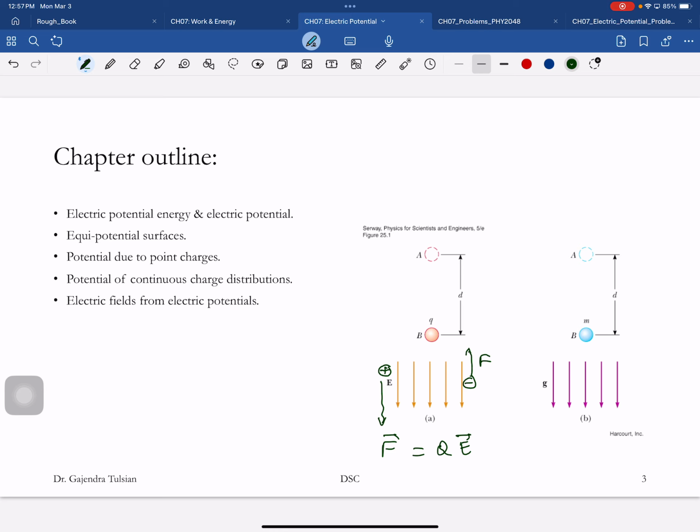How about this mass? If I take a mass and let go of it, which way will it fall? It will fall downward. There's only one kind of mass. There's no negative mass. So it falls towards the gravitational field. Because we have two kinds of charges, the positive charge falls downward and a negative charge falls upward.